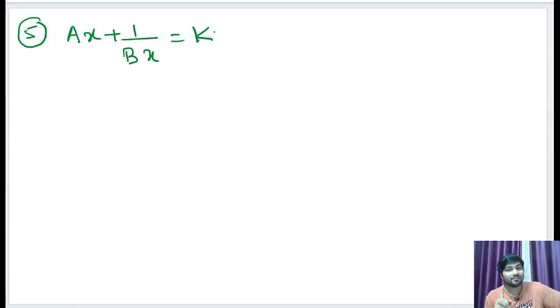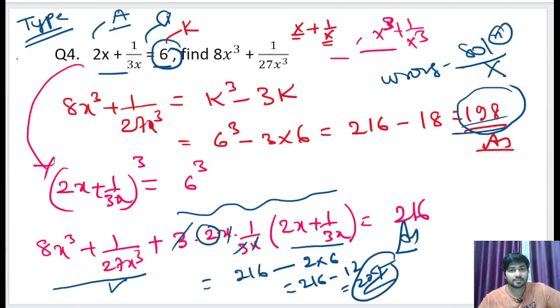Now, when I have ax plus 1 upon bx, it means the coefficients of x are not the same. Like the question that was in the previous slide, the coefficient of x is 3 here, the coefficient of x is 2 here. So the coefficients of x are not the same.